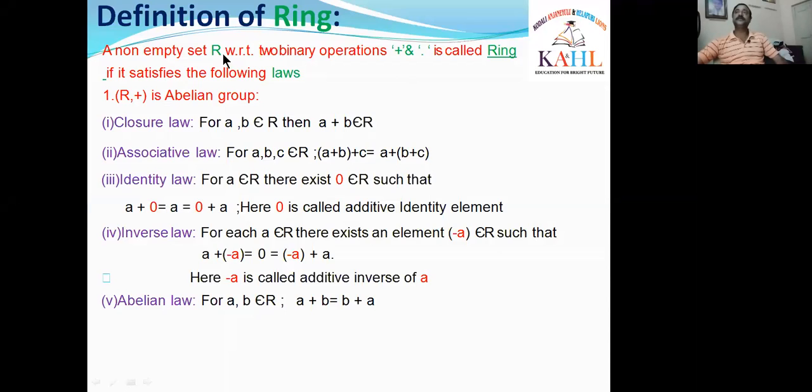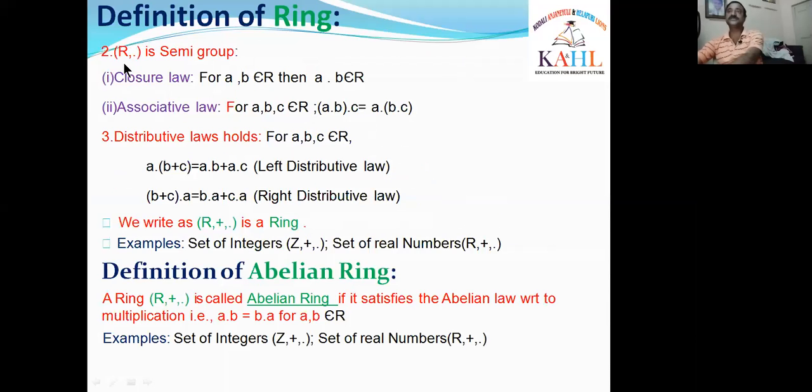A non-empty set R with respect to two binary operations, addition and multiplication, that is plus and dot, is called a ring if it satisfies the following laws. The first condition is that (R, +) is an abelian group, and the second one is that (R, ·) is a semigroup. The third one is that the distributive laws hold. If these three conditions are satisfied by the non-empty set R, then that set R with respect to plus and dot, that is (R, +, ·), is said to be a ring.